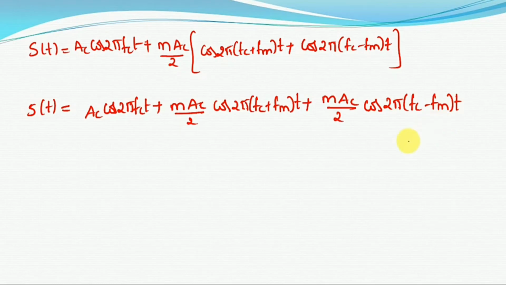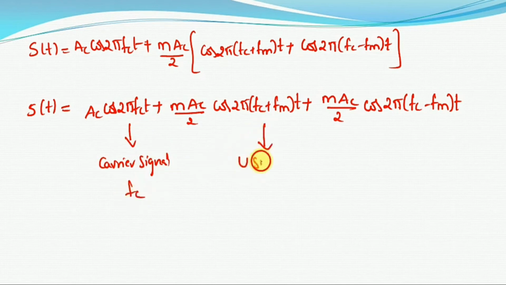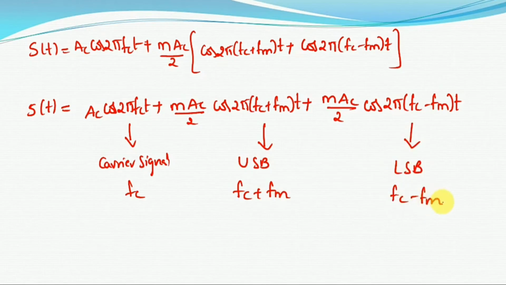One is a carrier frequency, the second one is an upper sideband frequency, which is the highest frequency, and the third one is a lower sideband frequency. So with the known message signal mathematical expression, in the time domain equation itself, we have three frequencies. One is the carrier signal frequency, Fc. The second is the upper sideband frequency with a value of Fc plus Fm, and the third is the lower sideband frequency with a value of Fc minus Fm.